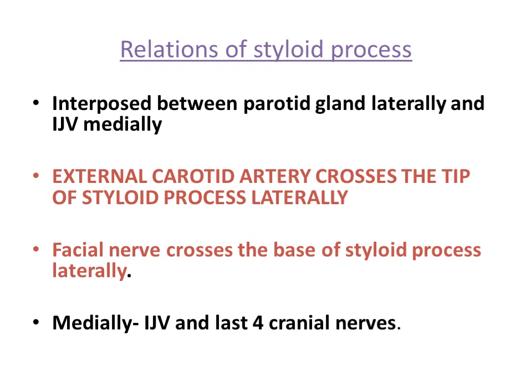And on the medial side, the internal jugular vein and the last four cranial nerves are related. So, medial to the styloid process, we have the internal jugular vein and the last four cranial nerves, that is, the 9th, 10th, 11th, and 12th cranial nerves.